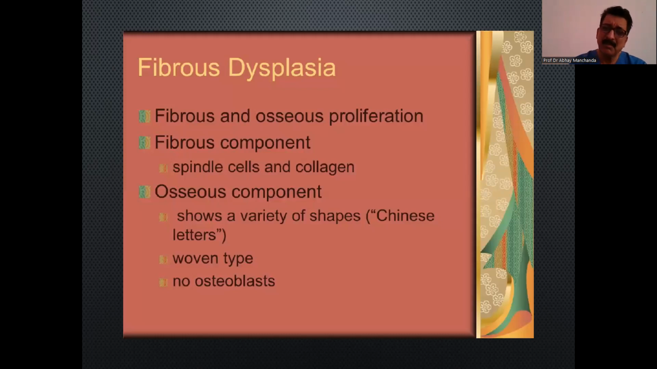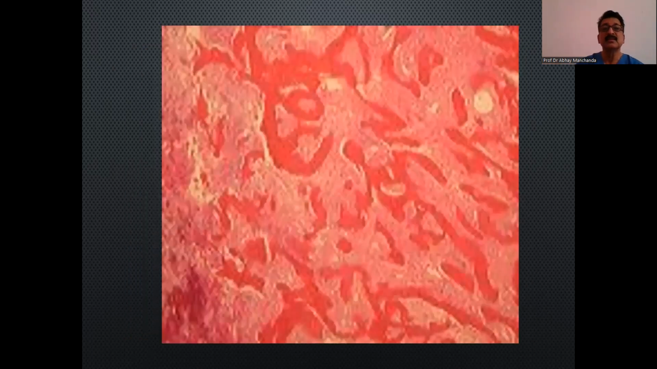They may have some spindle cells and collagen too. The osseous component is very interesting. It can show a variety of shapes called Chinese letters. It may be woven type, but there are no osteoblasts. These look like Chinese letters, you know.